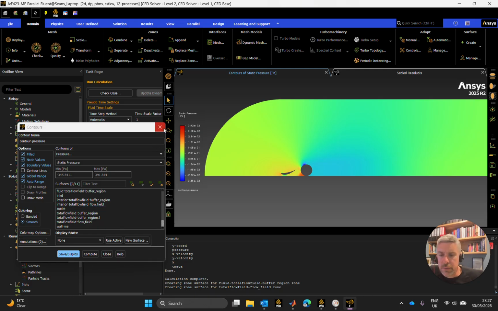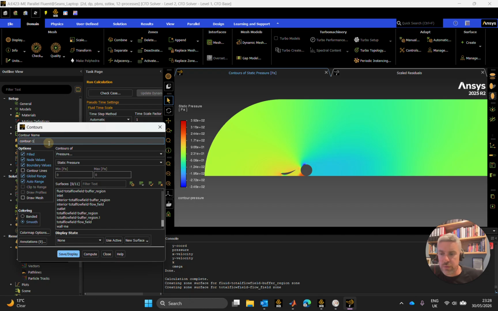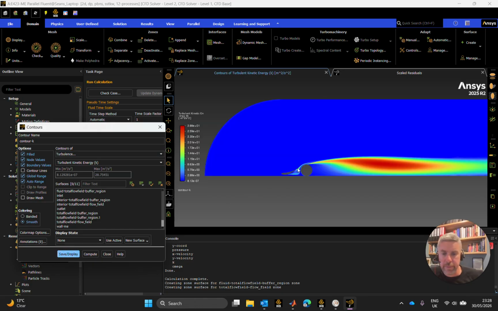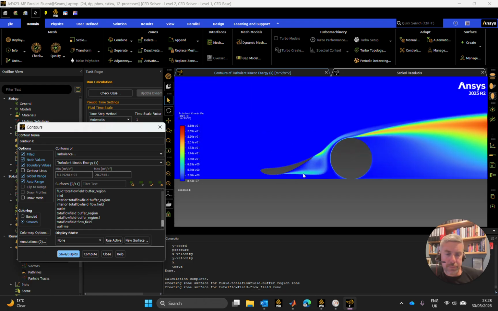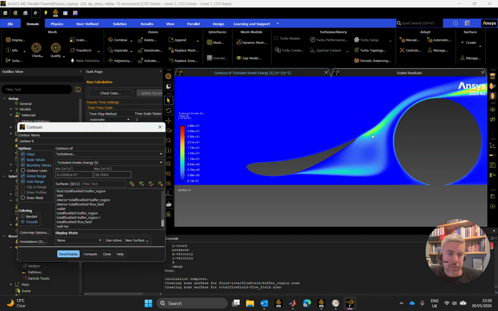Let's close this down and just save that again. And now let's right click this. Let's go into new. Let's go for contour K for kinetic energy, or turbulent energy. Turbulent kinetic energy. And save display. This is always my favorite one. So yeah, very nice. Your turbulent wakes here, especially coming off the back.